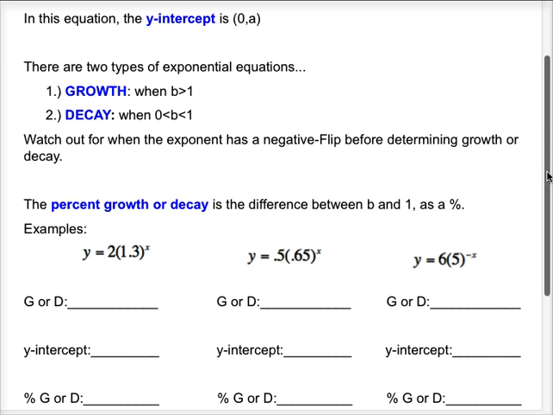So the things I need you to pick out in these equations: the y-intercept is at (0, a). That a, that multiplier, is going to be controlling the y-intercept. Then, growth or decay.